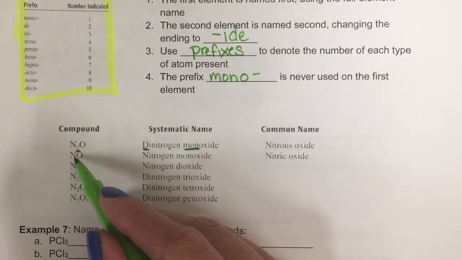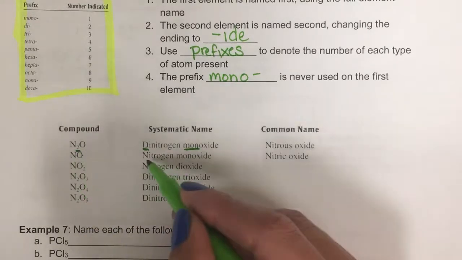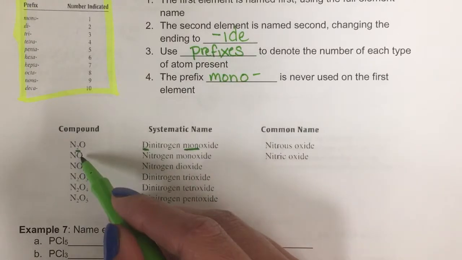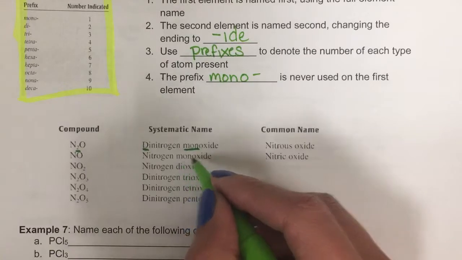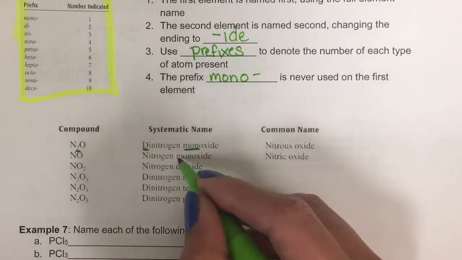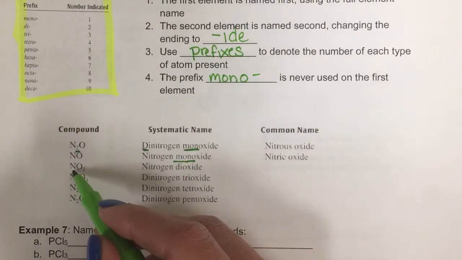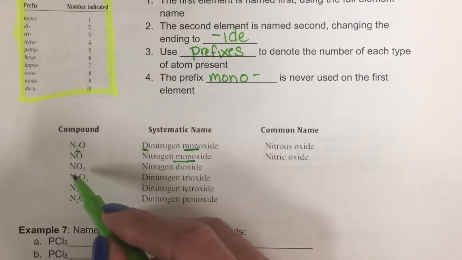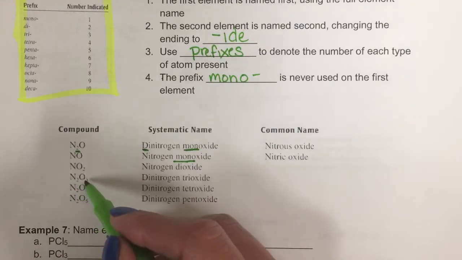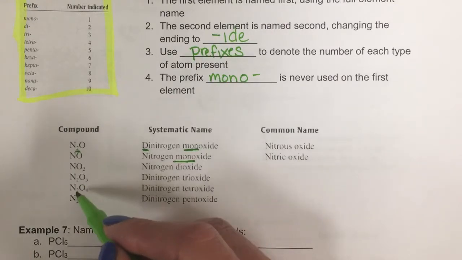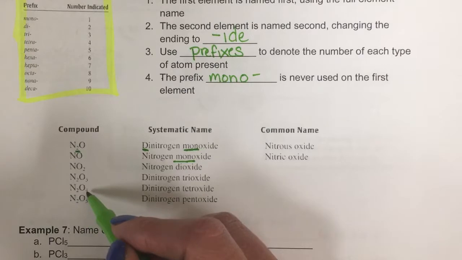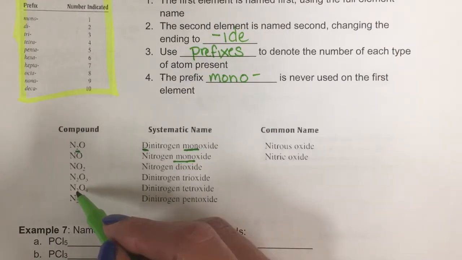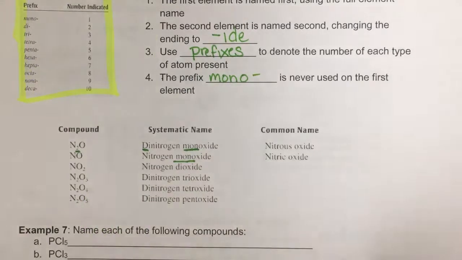Nitrogen, I only have 1 of them. Remember, I don't use the prefix mono on the first one, so it's just plain nitrogen. I always use a prefix on the second one, so since there's only 1, it's monoxide. Okay? Nitrogen dioxide. Di-nitrogen trioxide. 2 nitrogens, 3 oxygens. Di-nitrogen tetraoxide. Okay, 2 nitrogens, 4 oxygens.